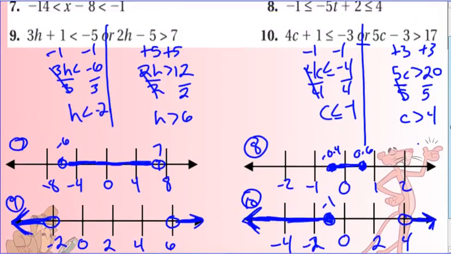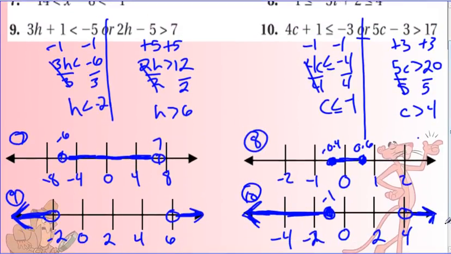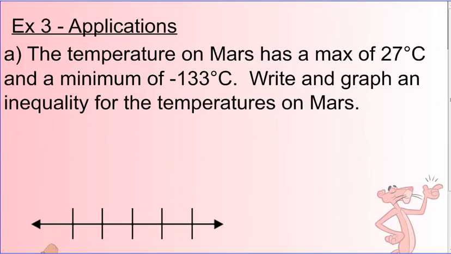That is solving compound inequalities. And is in between, or is on the outside. Now let's get some couple little application problems, and then we're done. Application says the temperature on Mars has a max of 27 degrees Celsius and a minimum of negative 133 degrees Celsius. Write and graph an inequality for the temperatures on Mars.